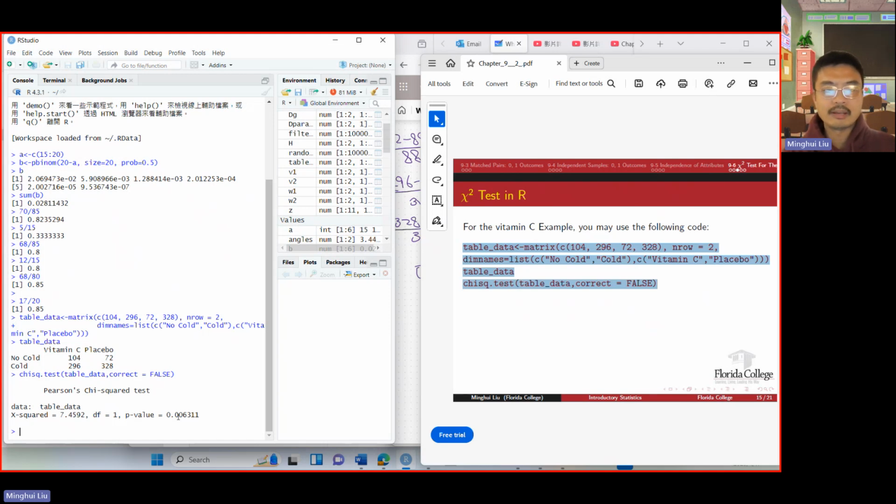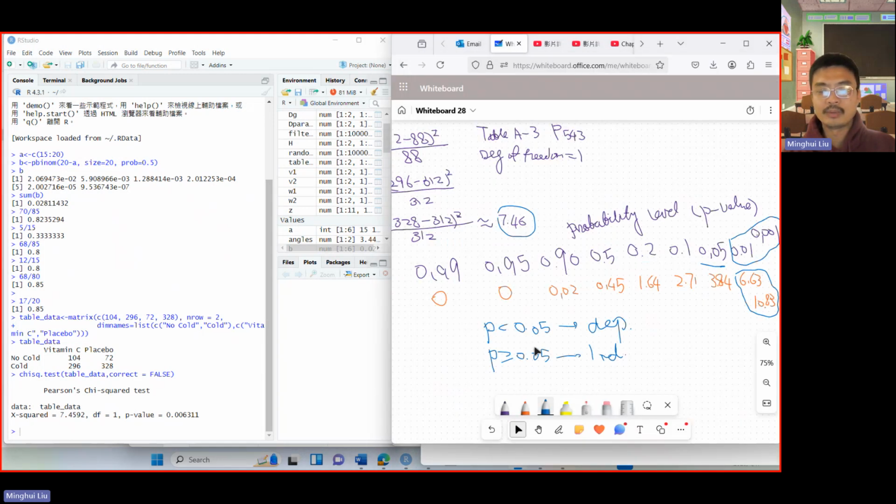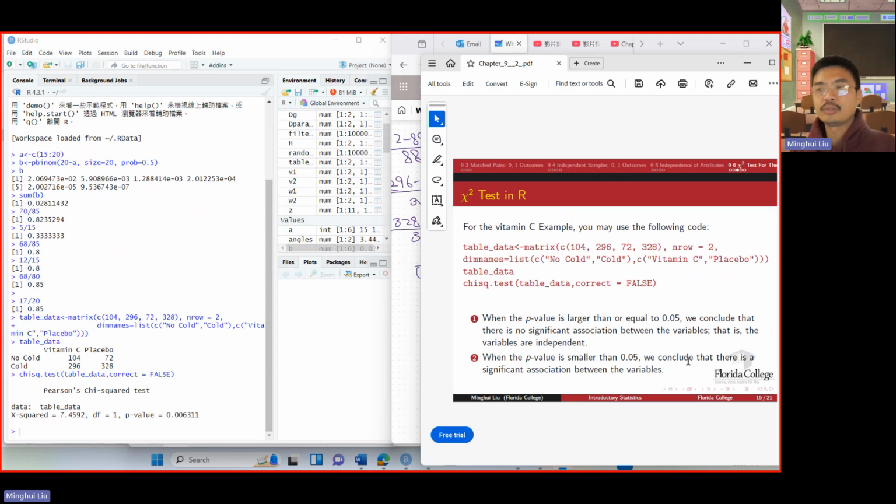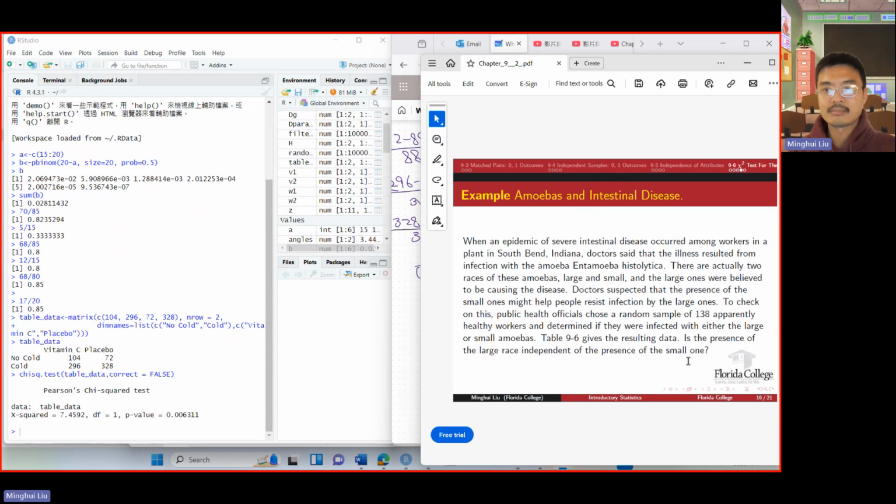And also we know the p-value is 0.006311, which we don't know yet by just looking at the table, because we only know the p-value is between 0.01 and 0.001. Now we have a more precise p-value. But in any case, the conclusion is clear, and that these two attributes, taking vitamin C versus getting a cold or not, are dependent. In this course, you're welcome to do the chi-square test by hand, but I would recommend doing this in R. That'll make things much easier.